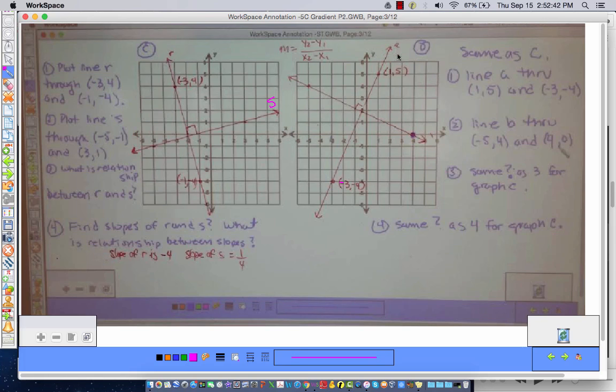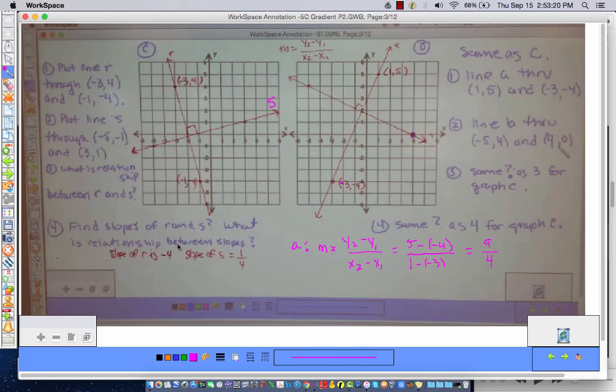Okay, and to find the slope of line A, I'm going to say m equals y2 minus y1 over x2 minus x1, and I get 5 minus -4 compared to 1 minus -3. So that becomes 5 plus 4, or 9, and 1 plus 3 is 4.